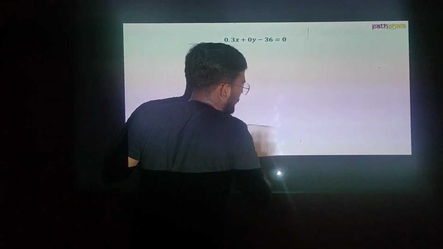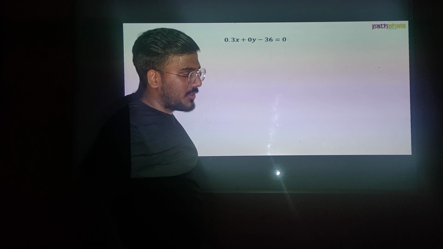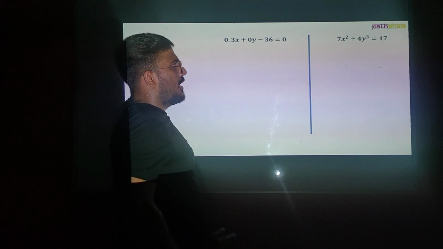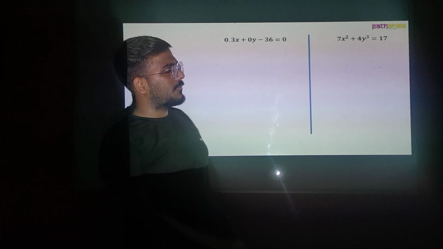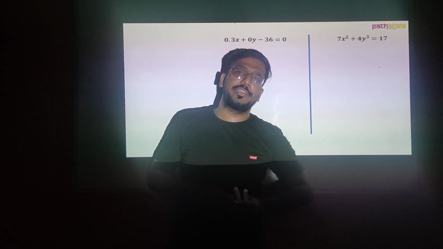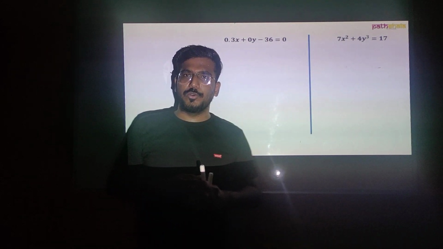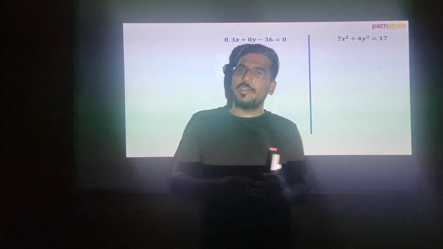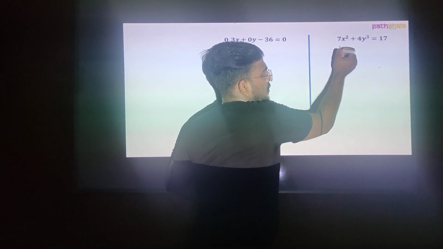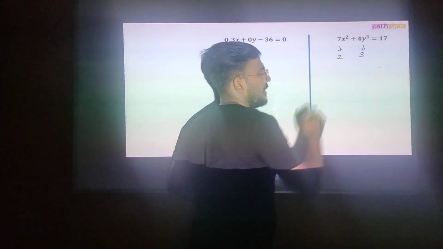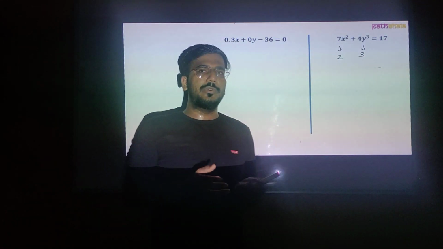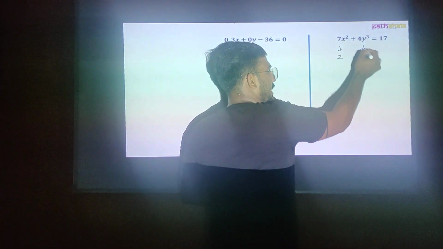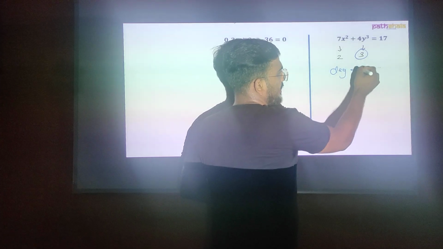Let's see one last problem based on this particular question, how to check whether it is linear or not. The last sum, 7x square plus 4y cube is equal to 17. Now you might be very much a master over here, right? The power of x is 2, the power of y is 3. 17 leave it, it is a number, we will not check the power. What is the highest power? 3. Since the highest power is 3, it means the degree is 3.